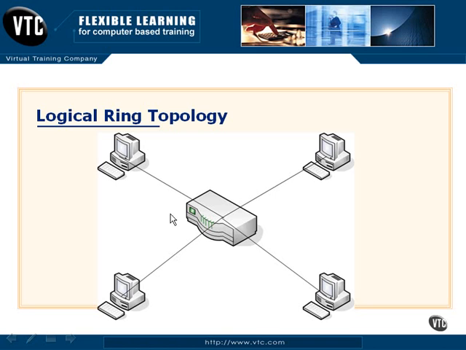Some of the benefits of our logical ring topology when put in combination with a physical star, and depending on the media used or the cabling between the computers and the multi-station access unit, we can get some very high-speed data transfer with very, very reliable networks. But because it is physical star, we're again faced with that problem of the central connecting device failing.